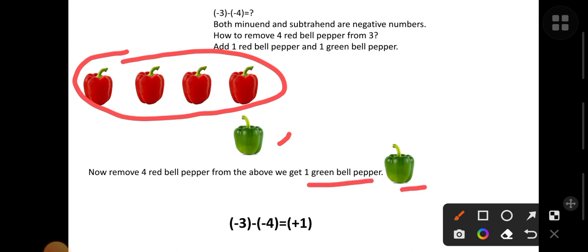So our answer is positive 1. One green bell pepper means positive 1. Minus 3 minus of minus 4 gives plus 1. Plus 1 indicates one green bell pepper.